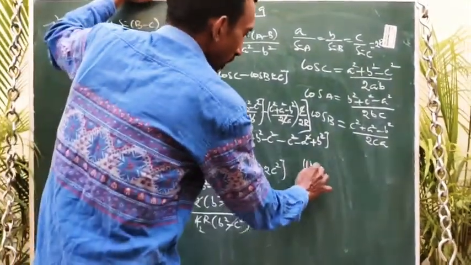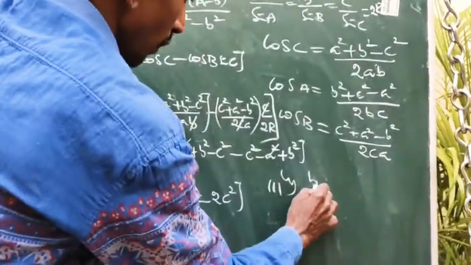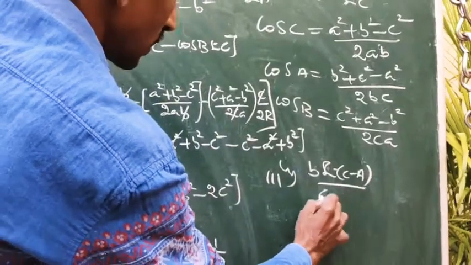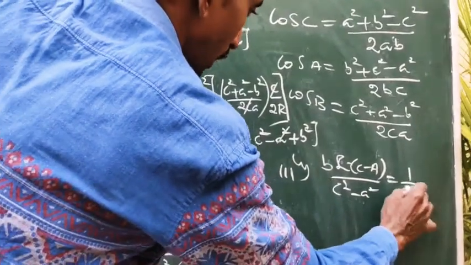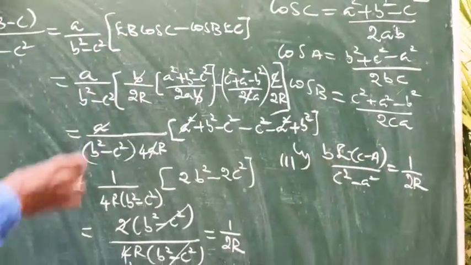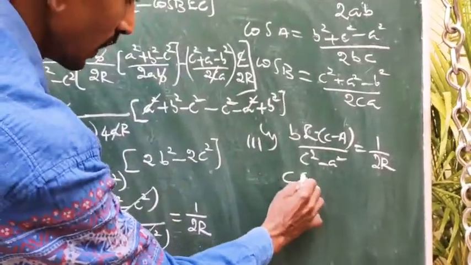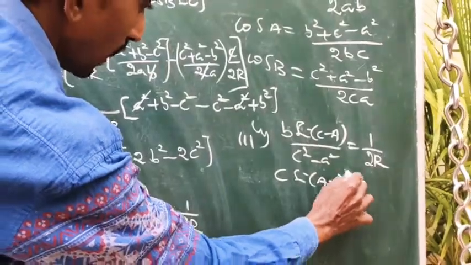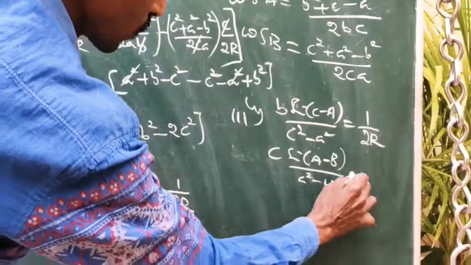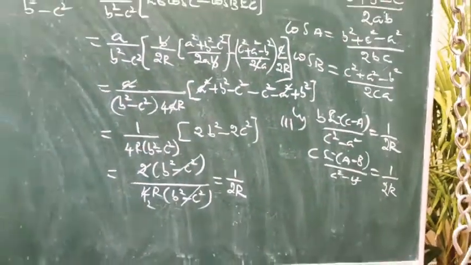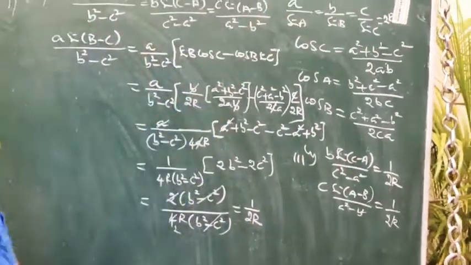Similarly, we can prove the second, b sin(C minus A) by c square minus a square, equals 1 by 2R. Apply the same method and prove it. Similarly, the third one, c sin(A minus B) by a square minus b square, equals 1 by 2R. All the three values are 1 by 2R. Therefore, all the three values are equal.